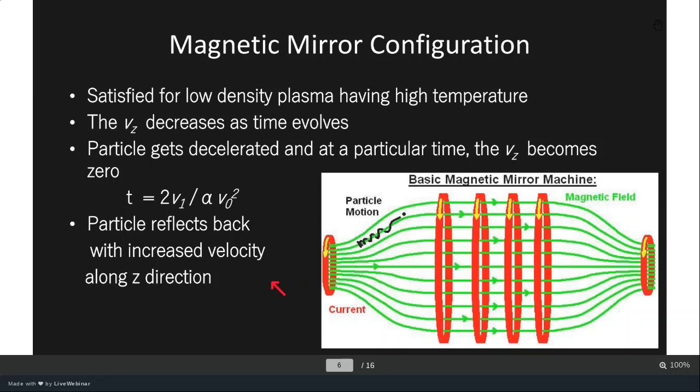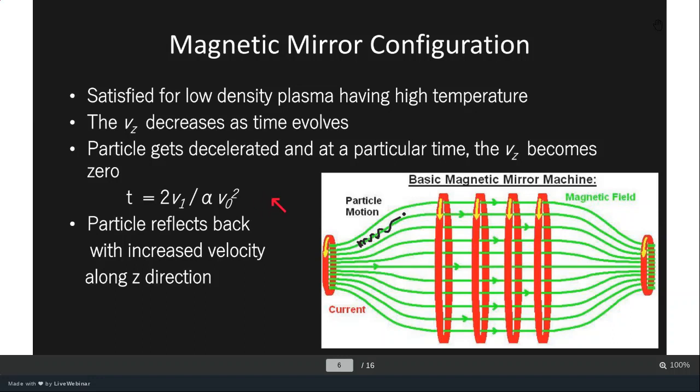Let's consider that the magnetic field is along the z direction. Then the z component of velocity decreases as time evolves. So the particle gets decelerated, and at a particular time, the Vz becomes 0. That time is given by t = 2v1/(α v0²), where v1 and v0 are the velocity and zero order perturbation of the particle, and α denotes the convergence of the field.